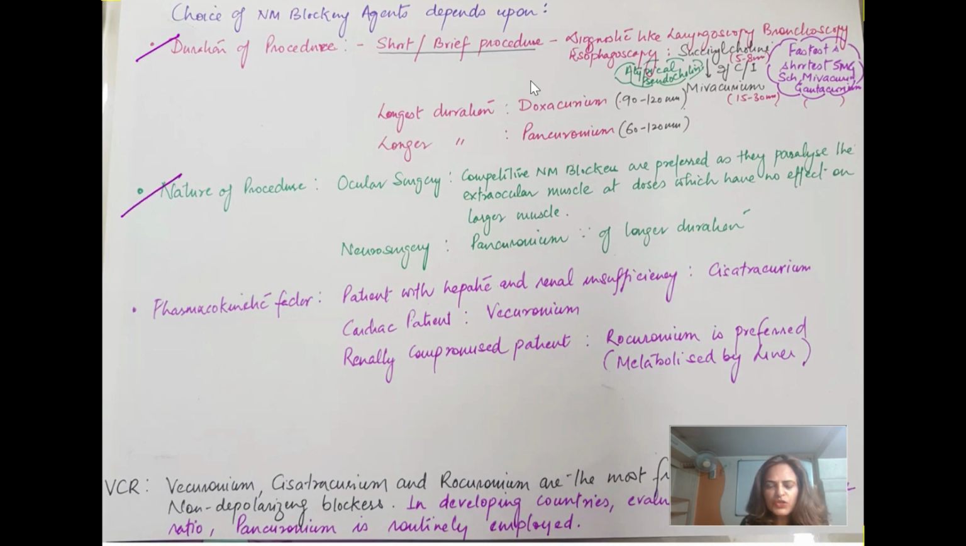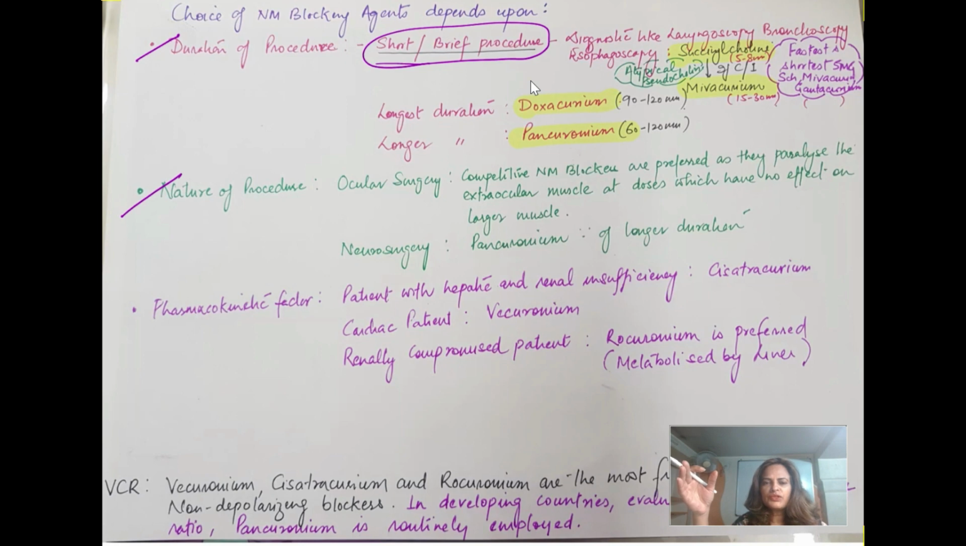under the duration of procedure, if it is a short duration procedure or brief procedure like diagnostic endoscopy you have to do, it may include laryngoscopy, bronchoscopy, esophagoscopy, then which one we are going to prefer? We will prefer succinylcholine. But if the person is born with an atypical pseudocholinesterase, then we go for mivacurium. And same way, if it is a longest duration, doxacurium. If it is a longer, pancuronium. So depending on the duration of the surgery, we choose neuromuscular blocking agent.